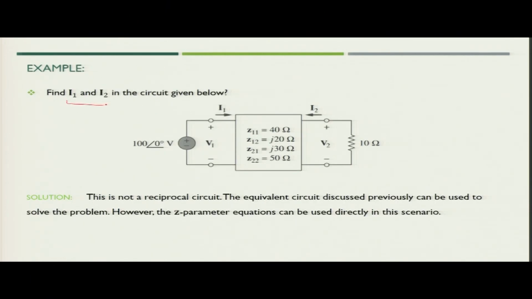Suppose we are asked to find out the value of I1 and I2, and the Z parameters are given: Z11, Z12, Z21, Z22. If you see in this case Z12 is not equal to Z21, so that means the circuit is not reciprocal. So, what do we have to do? We have to use the Z parameter equations to find out the values of I1 and I2.